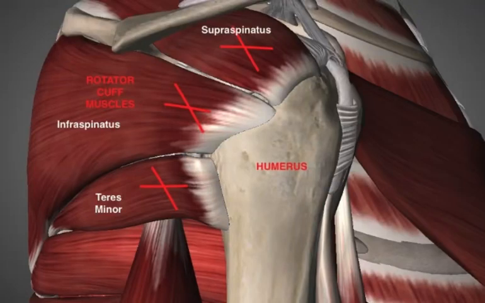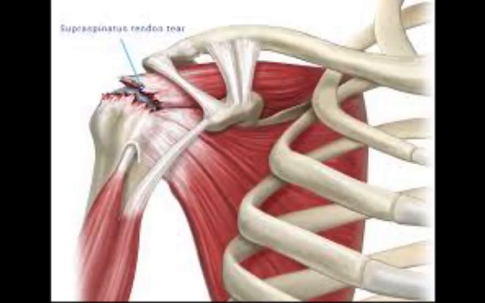Rotator cuff muscles include supraspinatus, infraspinatus, and teres minor attaching on the greater tuberosity of the humerus, and subscapularis attaching on the lesser tuberosity of the humerus. Tears most commonly occur in the supraspinatus muscle in the rotator cuff. Common causes of rotator cuff tear include injury, overuse, and aging.